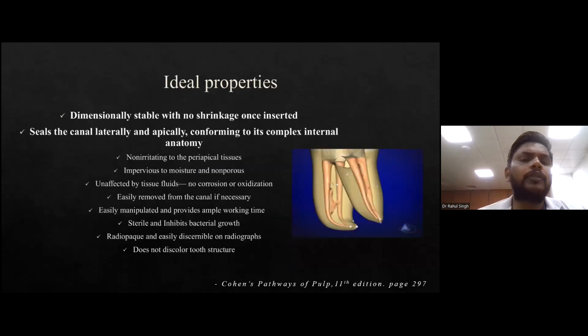So coming on to the ideal properties, how should an obturation material be, what properties should it have? It should be dimensionally stable with no shrinkage once it's inserted into the root canal. It seals the canal laterally and apically, conforming to its complex internal anatomy. That is nothing but three-dimensional sealing. That is laterally, apically, and coronally.